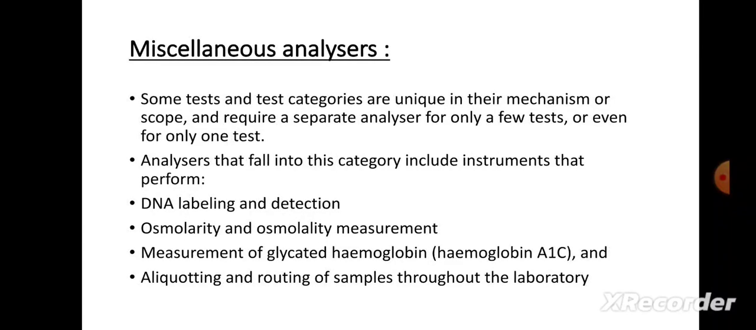Next is miscellaneous analysis. Many samples are performed simultaneously in automatic chemical analysis, as with the antigen in immuno-based analysis, but in miscellaneous analysis only a few tests, or even only one test, are done at a time. The following are the categories: DNA labeling and detection, osmolarity measurement, glycated hemoglobin (hemoglobin A1C), and aliquoting and treating of samples throughout the laboratory. These are the categories involved in miscellaneous analysis, only a few tests or even only one test.